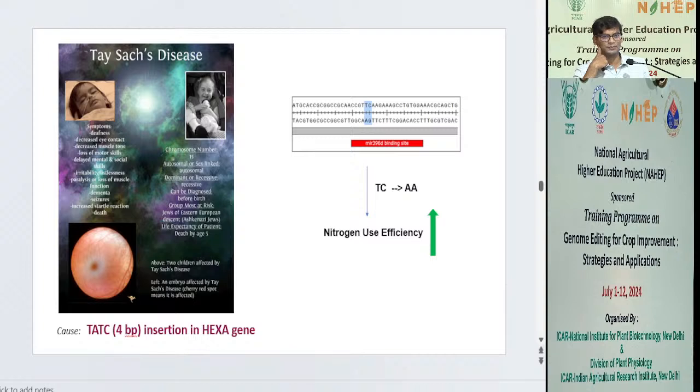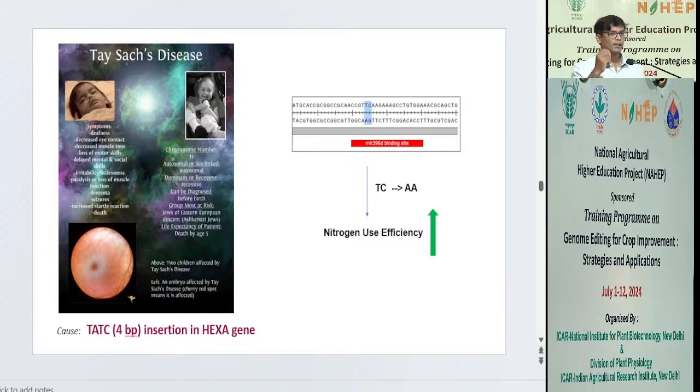Got your answer? Okay. Now go to the next problem. What is this problem? We are trying to increase nitrogen use efficiency in one of the genes that needs a TC to AA change. If we can do the TC to AA change, we can inhibit a microRNA binding site. So this gene is inhibited by a microRNA.